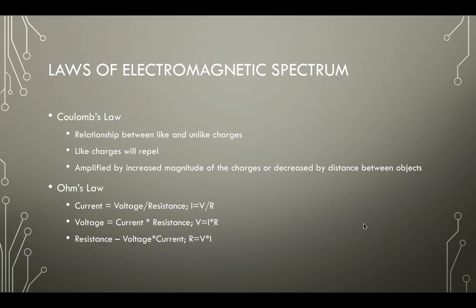So when you have areas of high concentration of electrons, they're not going to want to stay in that location, and that's part of our voltage, right? That potential work. So the charges and the repulsion or the attraction gets amplified by increasing the magnitude of the charges or decreasing the distance between the objects.